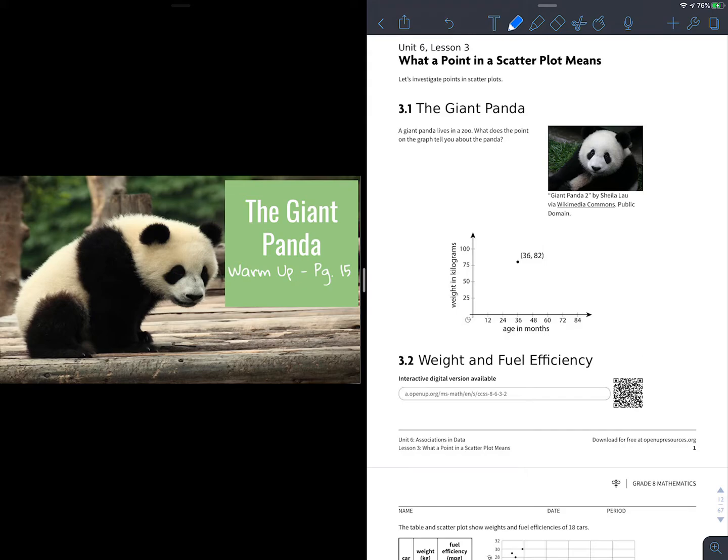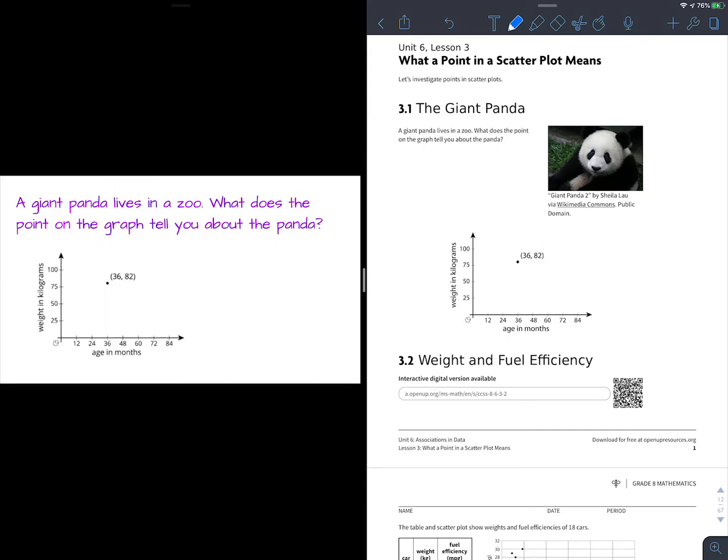We start with the warm-up about the giant panda. So a giant panda lives in a zoo. What does the point on the graph tell you about the panda? So take a moment to reflect on that. Pause the video if need be.